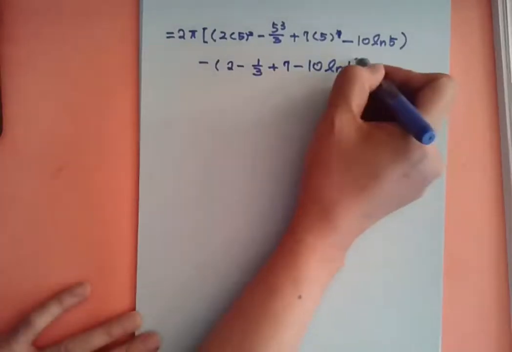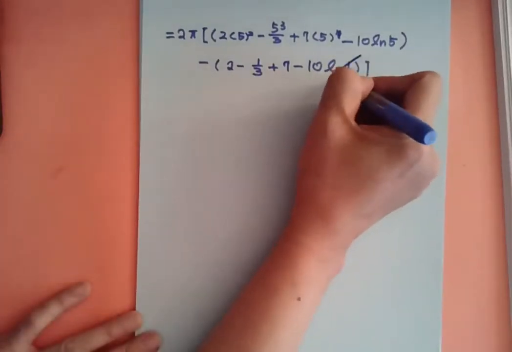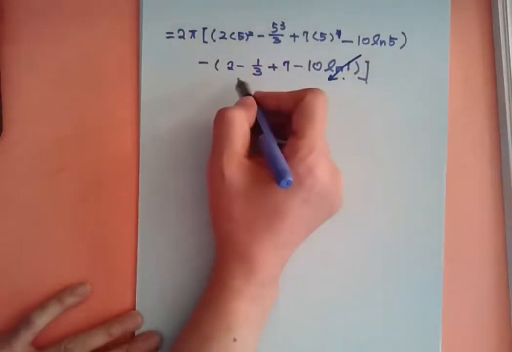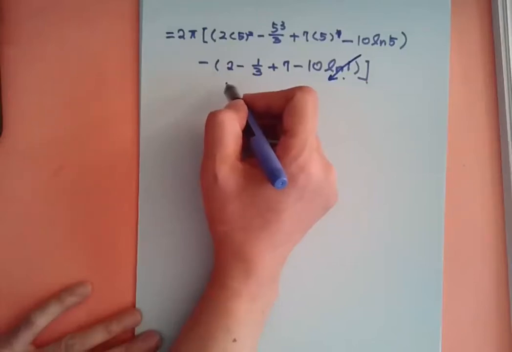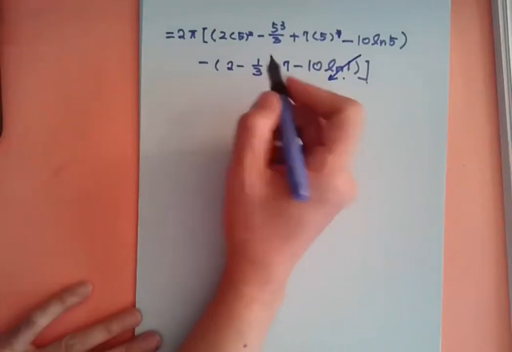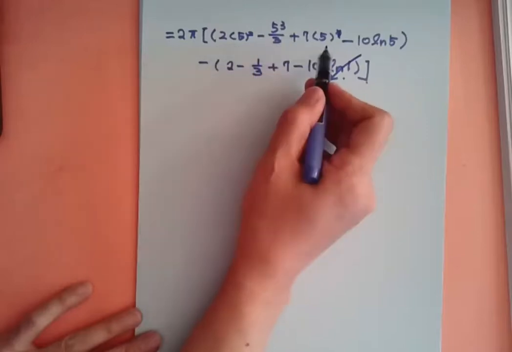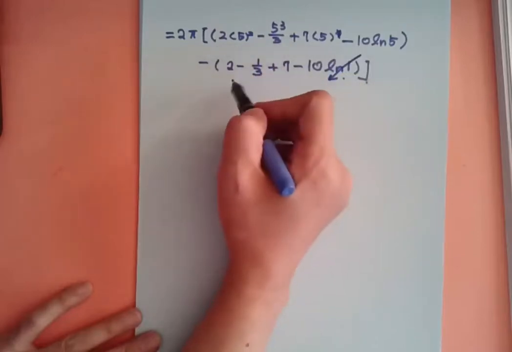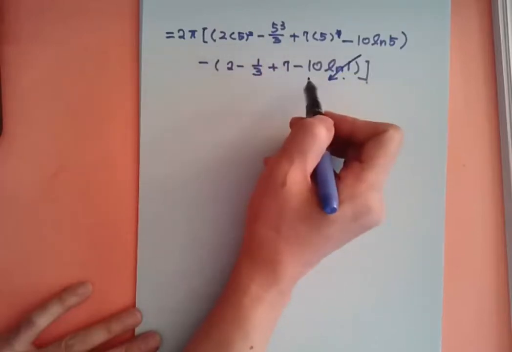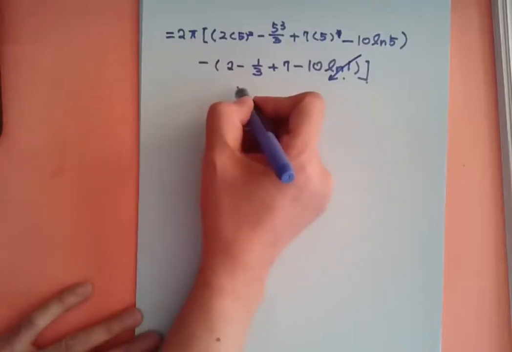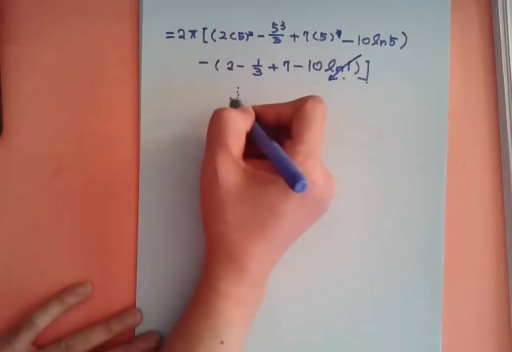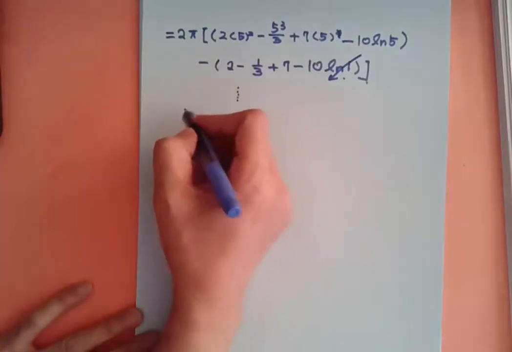Here, natural log of 1 is 0, so this term will vanish. The other part is just the arithmetic algebraic calculation, so I don't like to go through all the details.